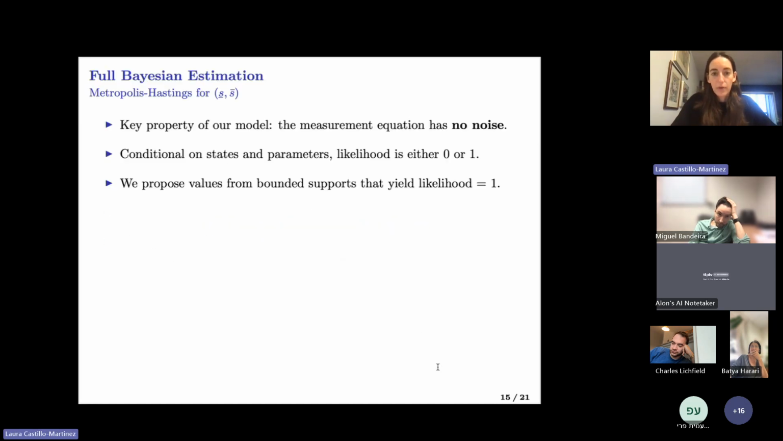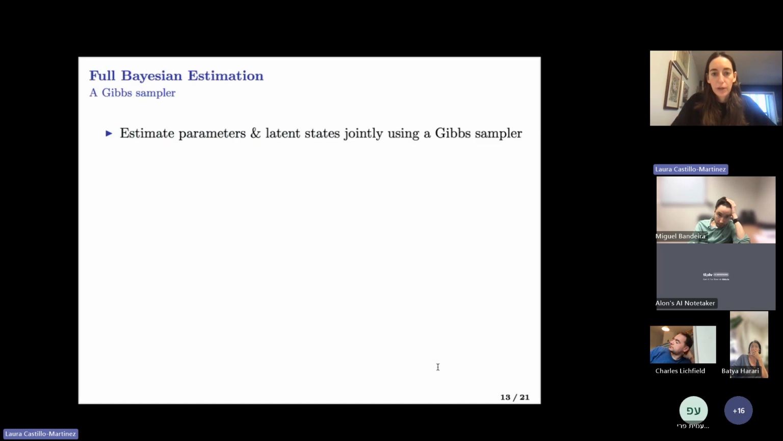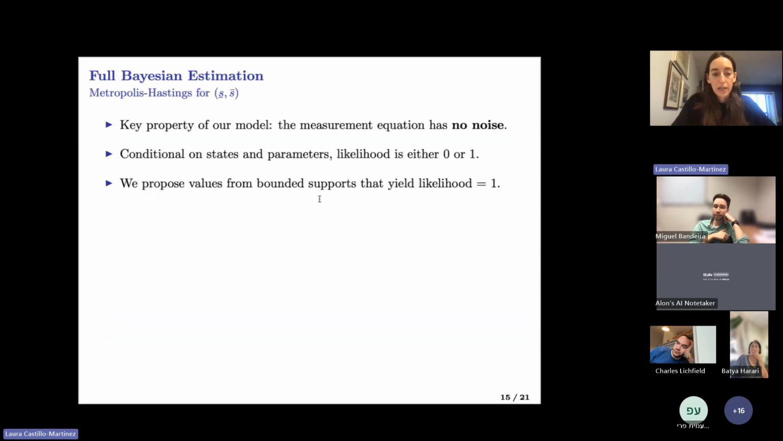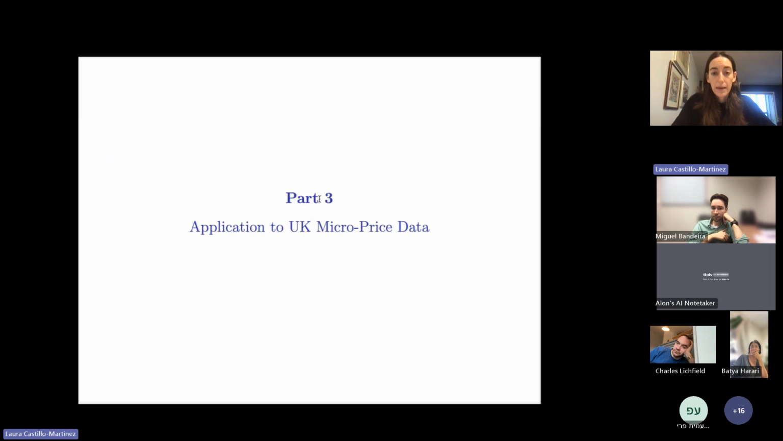We're going to go back to over here, where we're going to be doing this alternating sampling of the parameters conditional on states, some of them with conjugate priors, other ones with Metropolis-Hastings. And then we're going to switch things around and sample the states conditional on parameters using the filtering step that I described a second ago. And with that, we're done on the methodology, and we can move to our first attempt at the application.